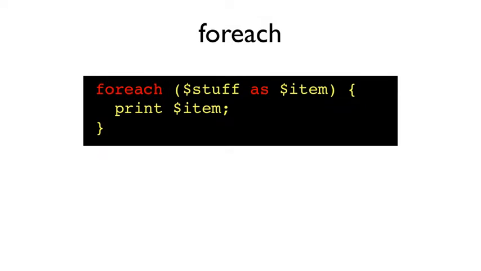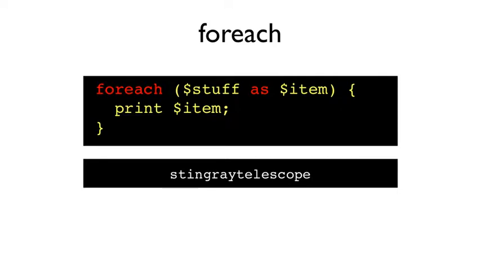The final variation on looping syntax is known as for each. For each is handy if we have an array full of items that we want to execute some code on each element in the array. So in this example, we're going to loop through our stuff array and print each item in that array. So if we recall our original stuff array, we'll get stingray printed by telescope.